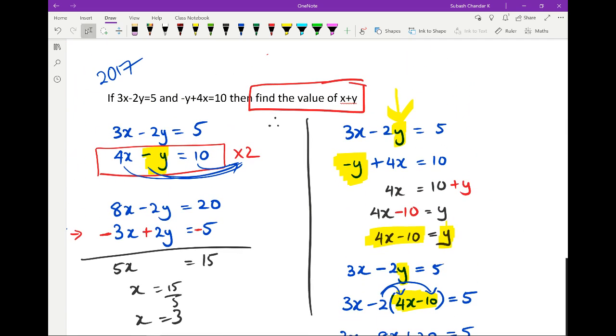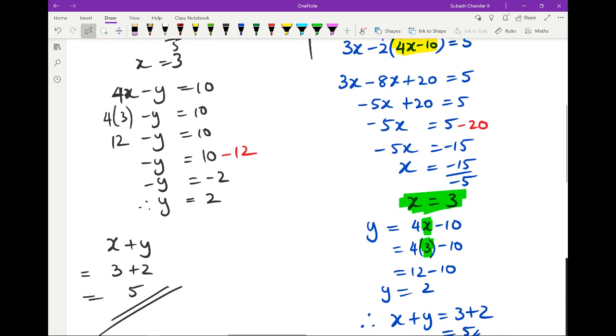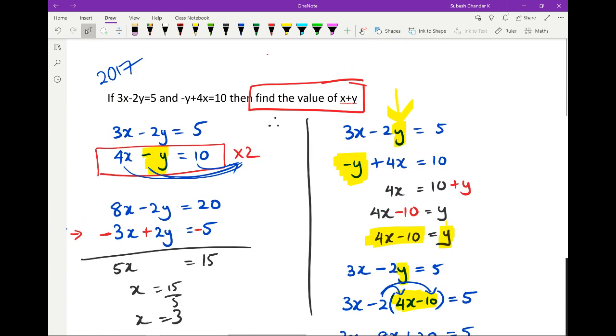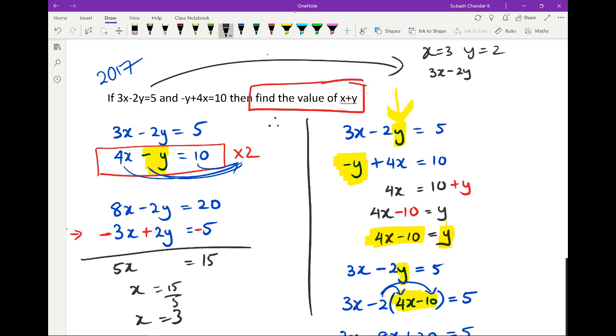Also, one more thing: when you do simultaneous equations, when you get your final answer, go back and try it out in the equations to see if it actually works. Right now we said x is equal to 3 and y is equal to 2. Let's substitute that. We've got 3x minus 2y equals 5. So 3 times 3 minus 2 times 2 equals 5. 3 times 3 is 9, 2 times 2 is 4. Is 9 minus 4 equal to 5? Yes, that's true, which means your two answers are correct.